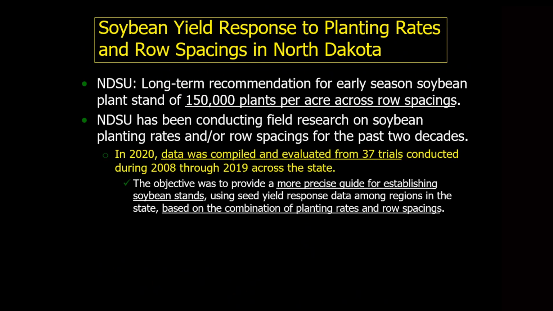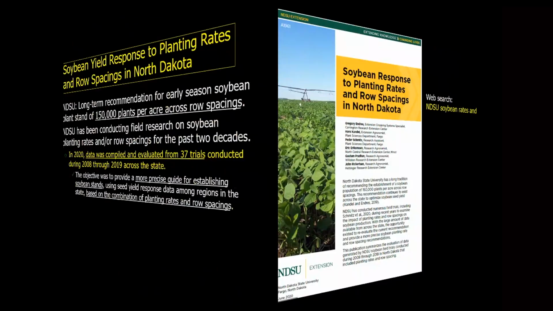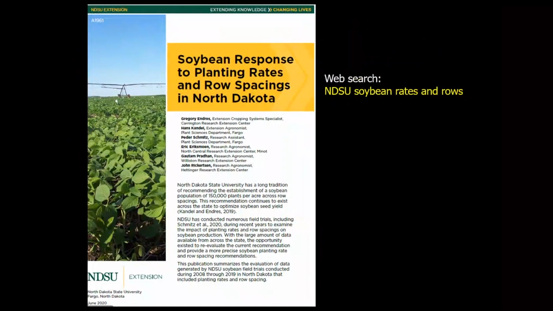So what we did in 2020 is we looked at 37 trials that were conducted across the state. Some trials from Eric, from Brian, in the valley, across the state, more though in the east versus the west. As I mentioned, we just wanted to see if there's opportunity to fine tune our recommendations on plant establishment. We published this guide. If you want to see all the details about where we gathered the data, look this up on the web. Just type in NDSU soybean rows and populations, and it should come up quite readily.